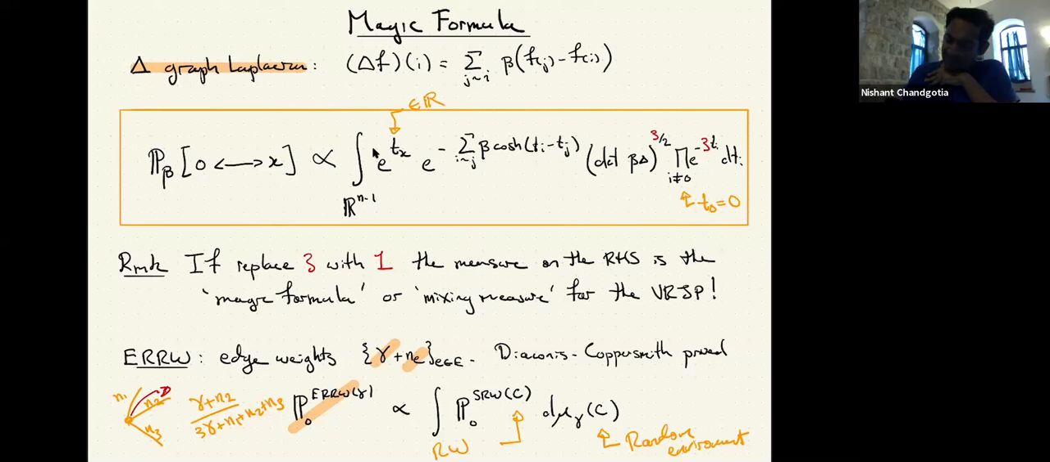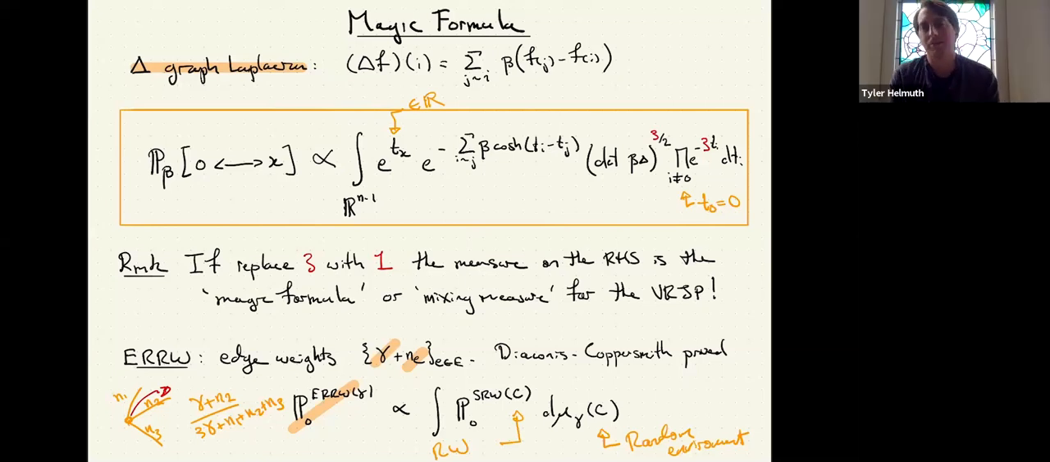So your magic formula does not have anything to do with Z2. Is that correct? That's right. It holds on every graph, every finite graph. Every. Yeah, it's just a general identity.